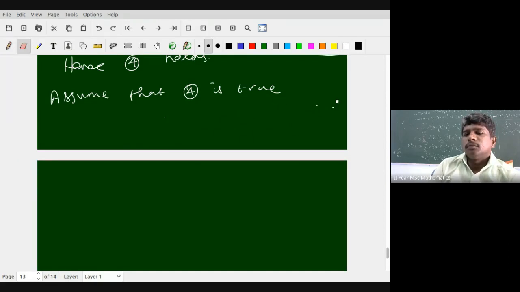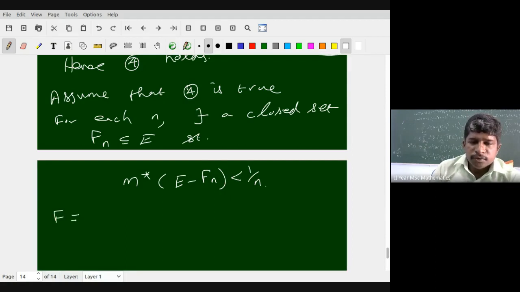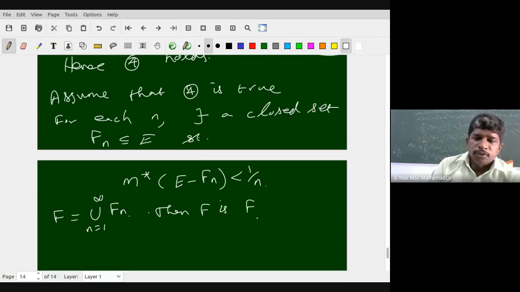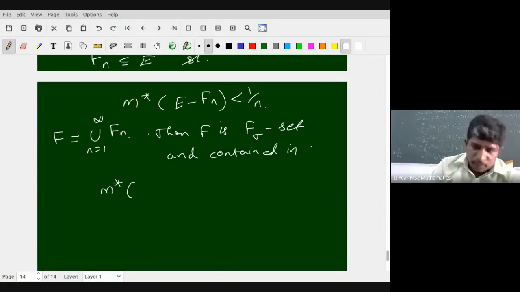Otherwise, we directly use that. The easiest way is, for each n, there exists a closed set Fn contained in E such that the outer measure of E minus Fn is less than 1 by n. We construct this set F as the union of all the closed sets. Then F is an F sigma set. Each Fn is contained in E, so the union of Fn is contained in E.